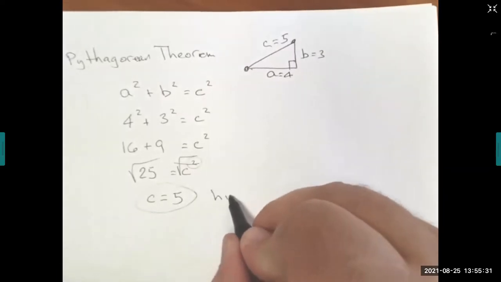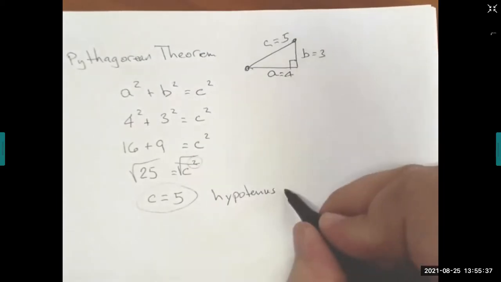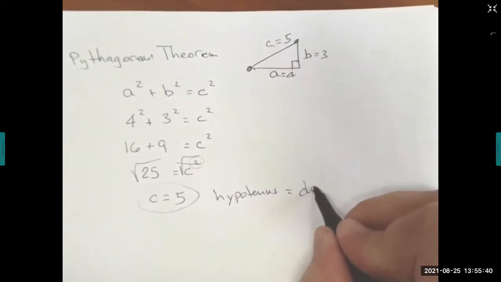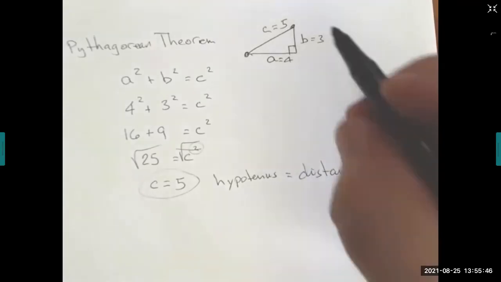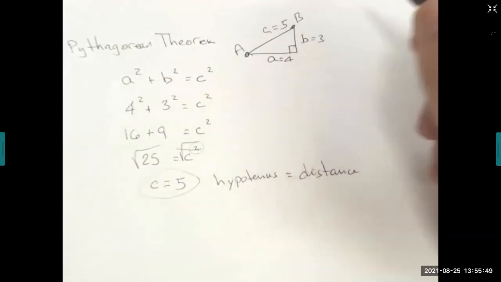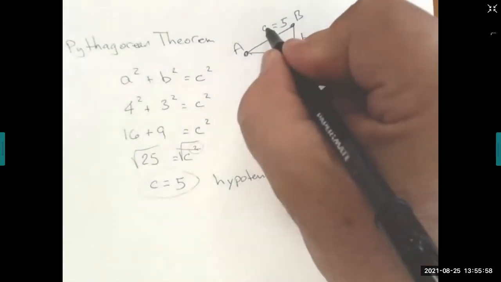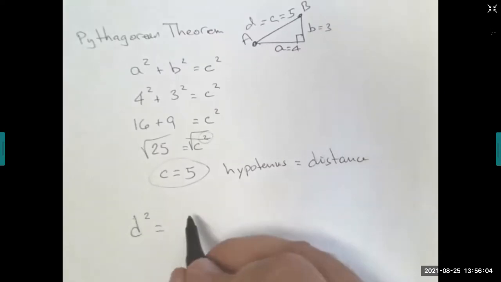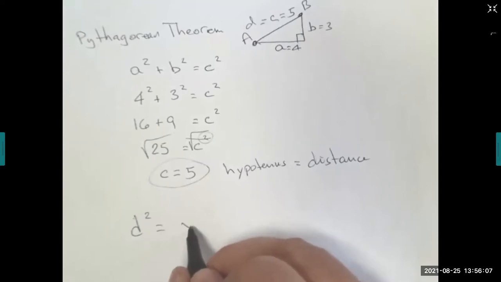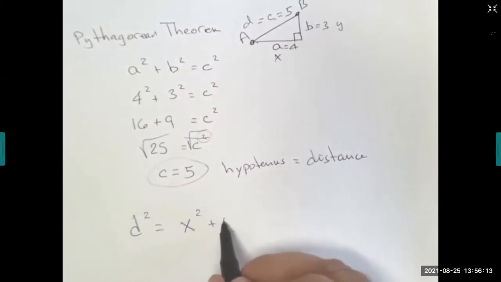C is the hypotenuse. Another name for that is the distance. The hypotenuse represents the distance between two endpoints of a right triangle. So instead of C, we could say it's the distance. The distance equals, A is the horizontal, that's the X values. This is the Y values. So X squared plus Y squared.